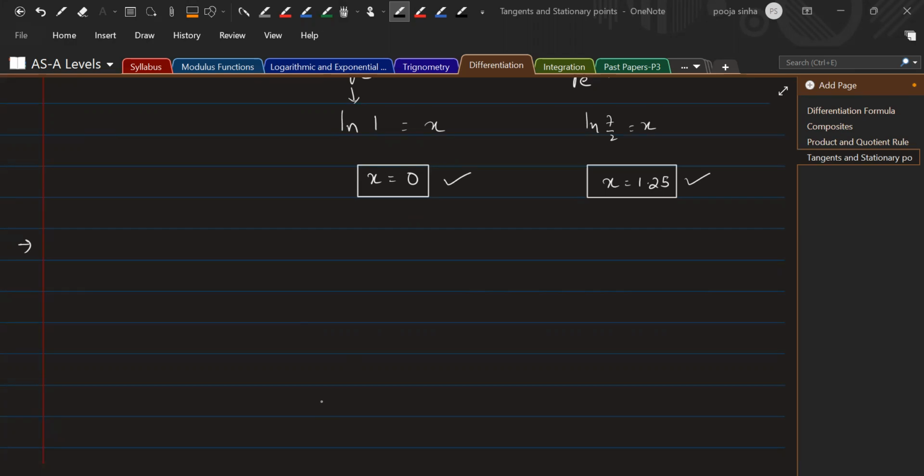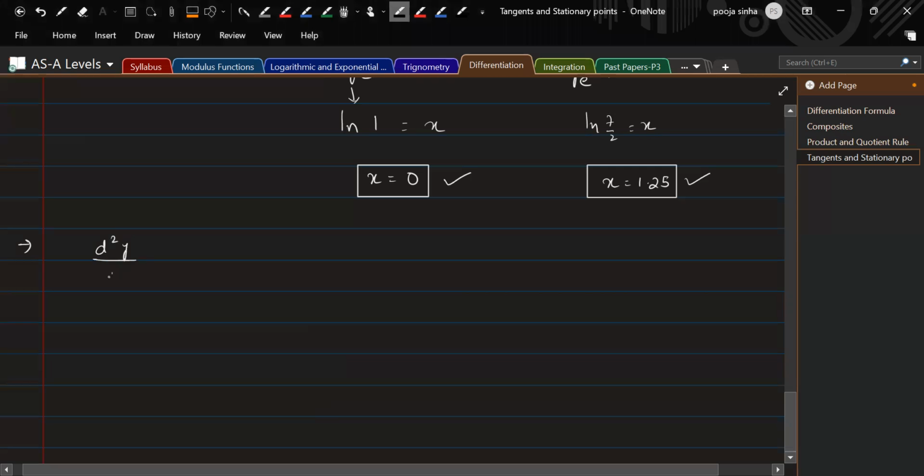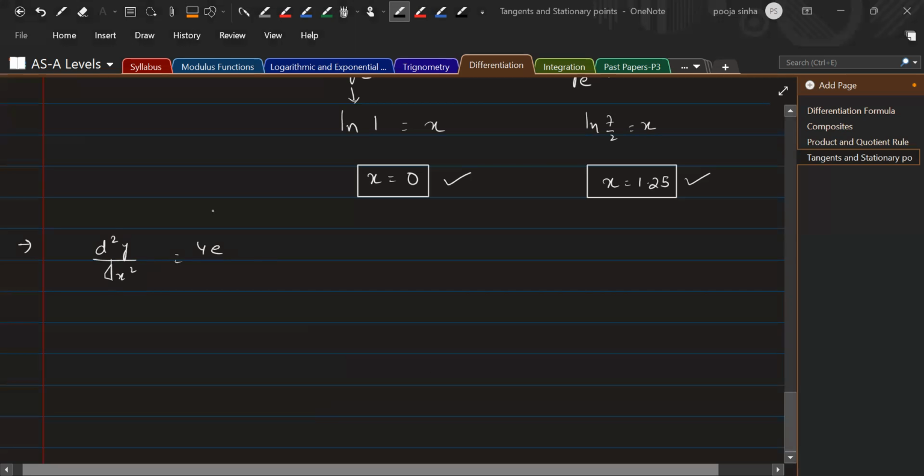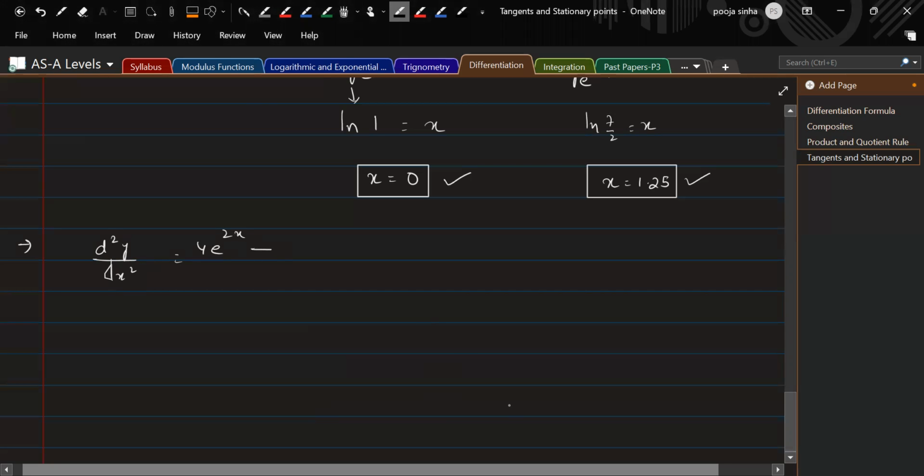So I found it as 4e raised to 2x minus 9e raised to x. Do I now have to put in the x values? Yes. d square y by dx square is equal to 4e raised to power 2x minus 9e raised to power x.